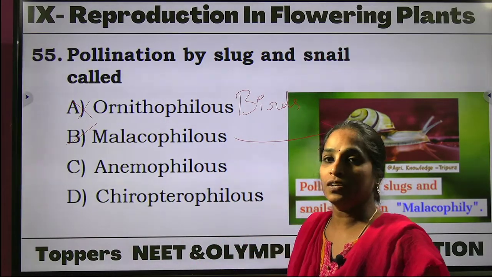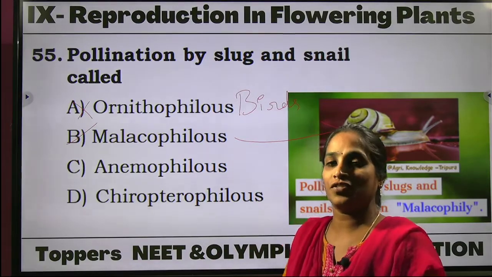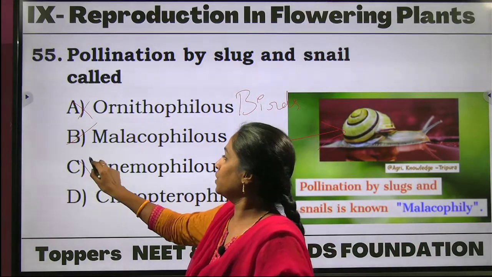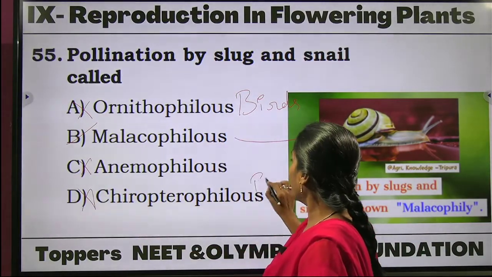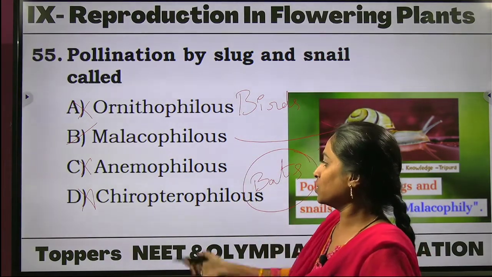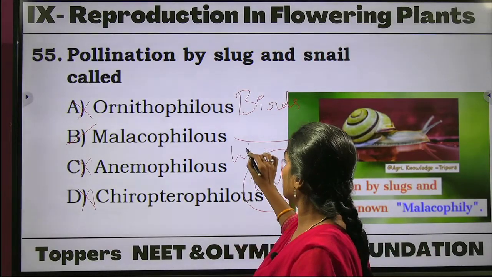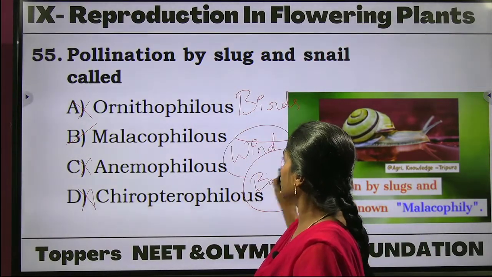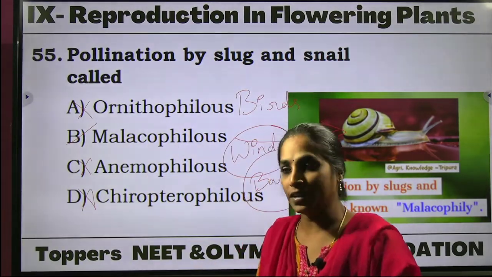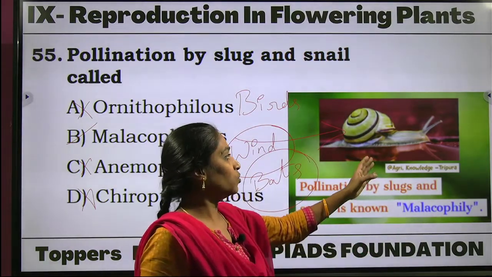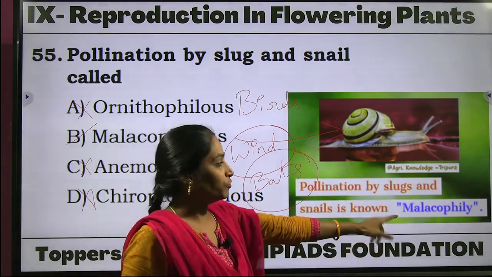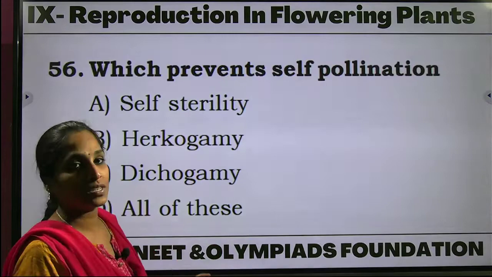And what is anemophily? Up till now, in two or three questions, we have discussed anemophily, that is pollination through the wind. And the next one, chiropterophily, is through the bat. Bats help in the pollination process. Anemophily is pollination through the wind. So the correct option is B, malacophily. That is what the figure is indicating: pollination by slugs and snails is known as malacophily. Next, coming to the next question, dears.